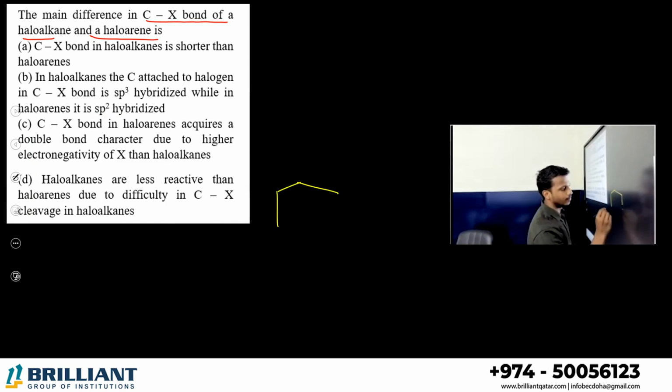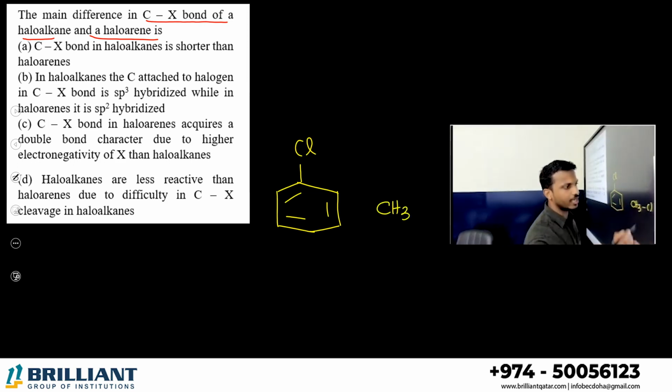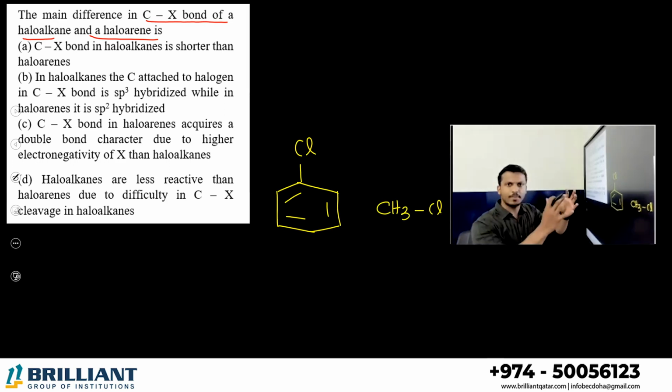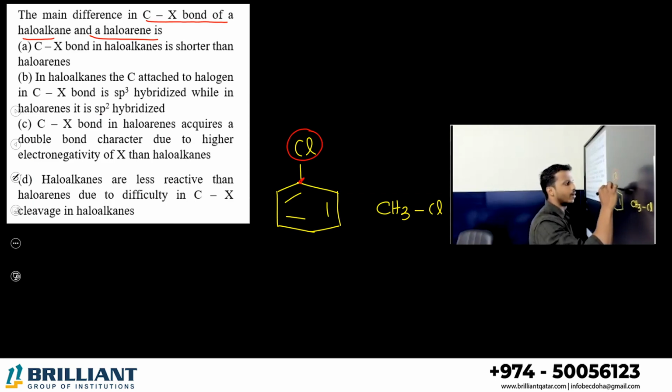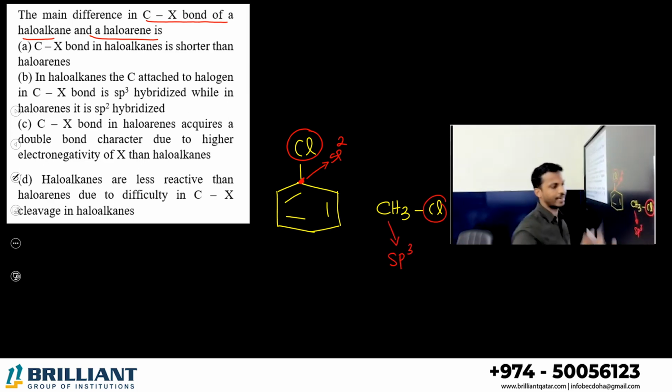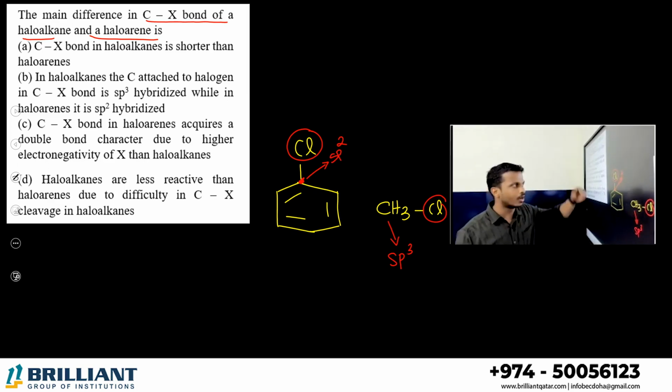This is haloarene, for example, chlorobenzene. And if you consider this is CH3Cl, this is haloalkane. We discussed the hybridization, everything in part 1 video. Now you see, dear student, you know very well. In haloarene, chlorine connected carbon, this is a double bonded carbon, therefore sp2 hybridized. Here chlorine connected carbon, this is sp3 hybridized. In haloarene, chlorine connected to sp2 carbon. In haloalkane, chlorine connected to sp3 carbon.